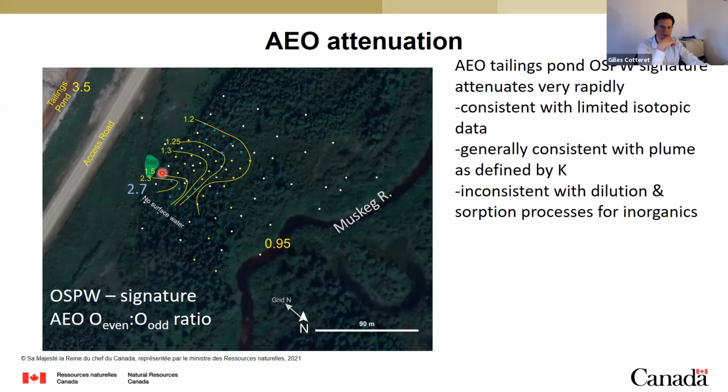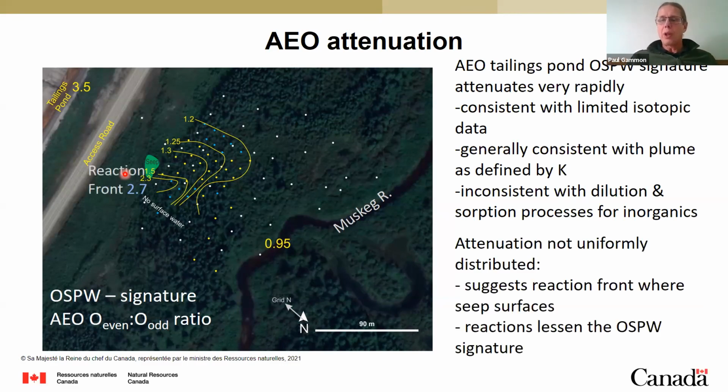Hello, Paul? That's OSPW. Whereas here it's up to 80%. So this is generally consistent with the plume as defined by potassium, but it's also inconsistent with the dilution and sorption processes with the inorganics. So the attenuation is clearly not uniformly distributed. It suggests a reaction front right where the seep is, and the reactions are clearly lessening the OSPW signature.